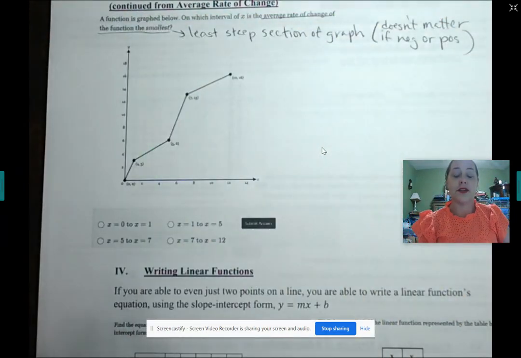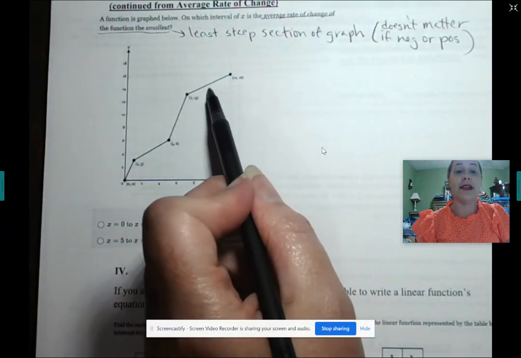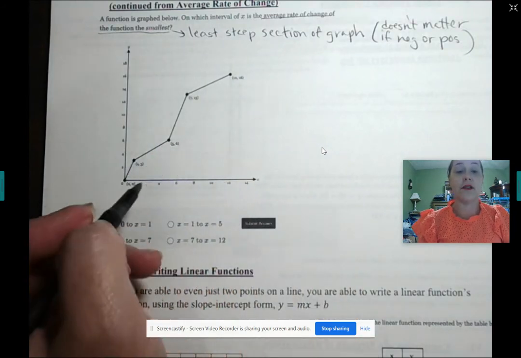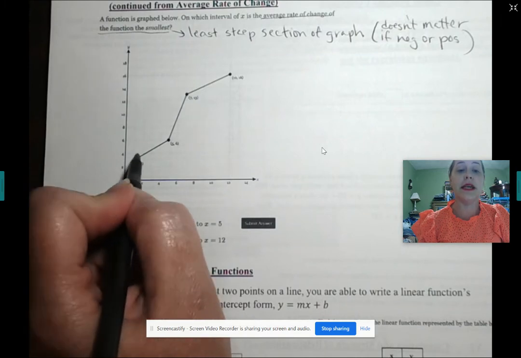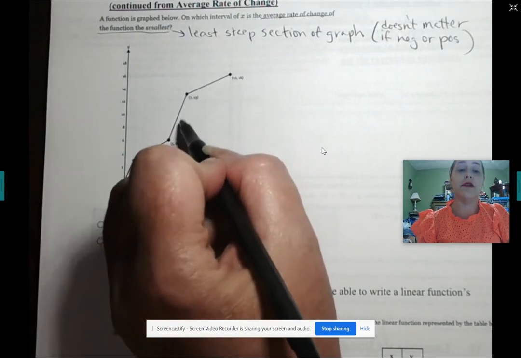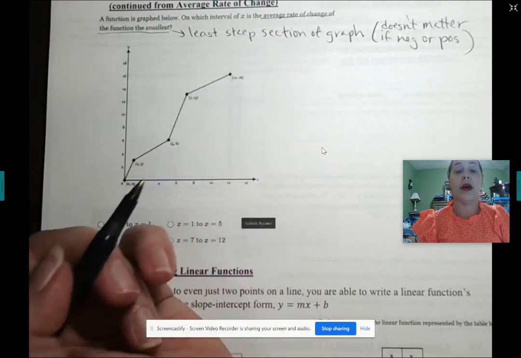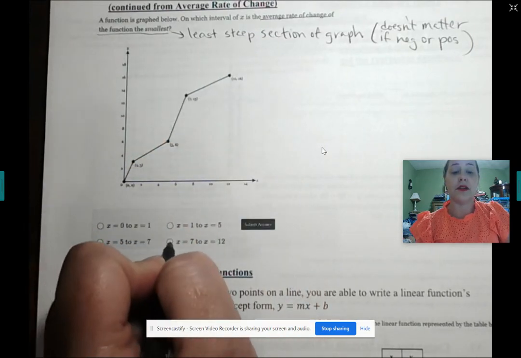Okay, so I just want to make sure I can look at this and go, without a doubt, that is the least steep portion. Now I can back that up with numbers. I could do a slope formula on these 2 points, on these 2 points, on these 2 points, and on these 2 points, and I'm going to find that this is the smallest slope. So that is definitely what I'm going to choose.